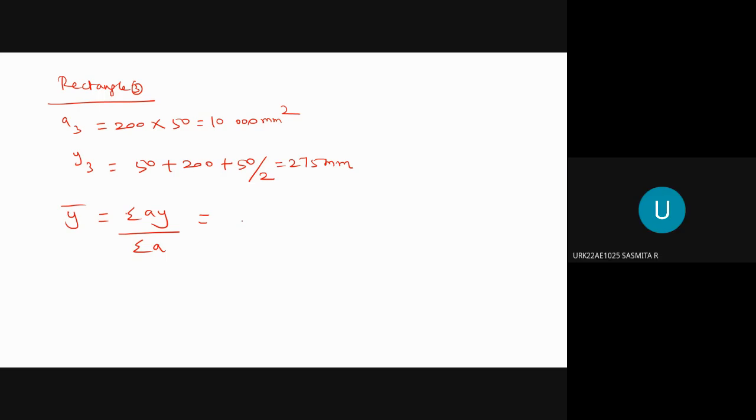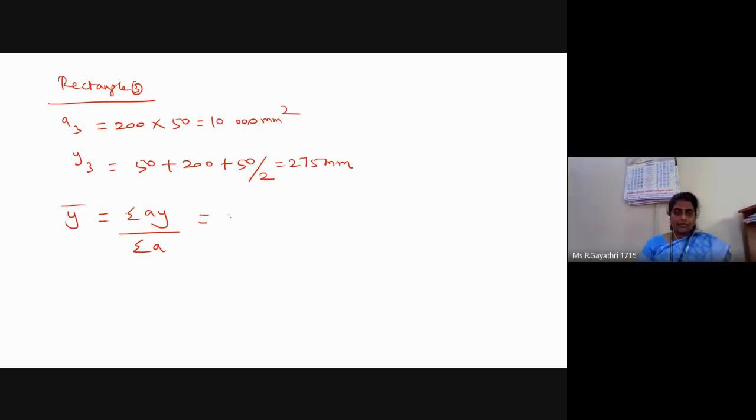Ma'am, I'm calculating, ma'am. Who calculated now? Divyashri, your answer. Sigma AY by sigma A. Answer. 166.5 mm.